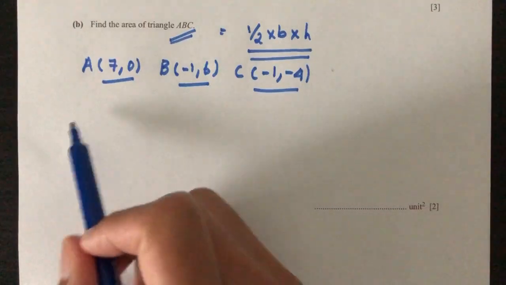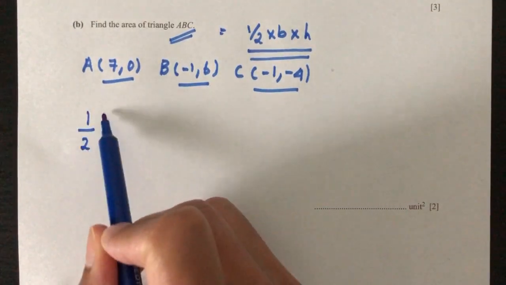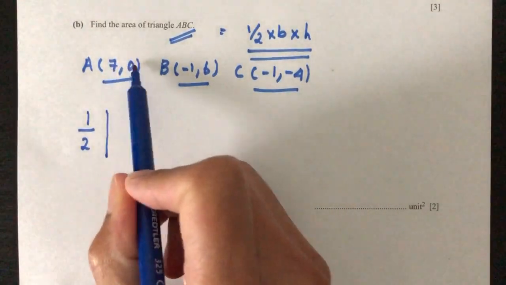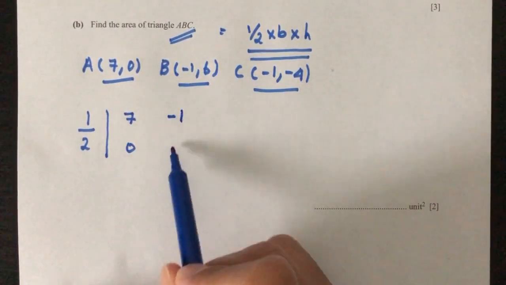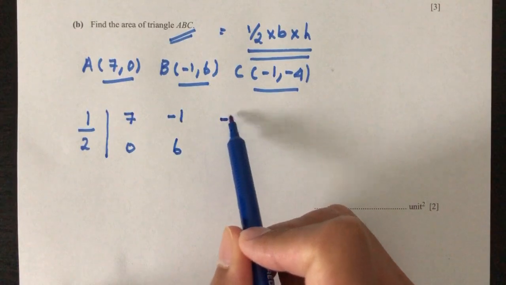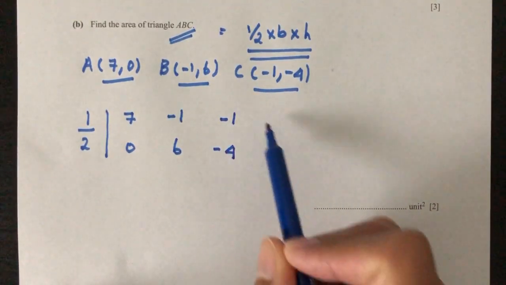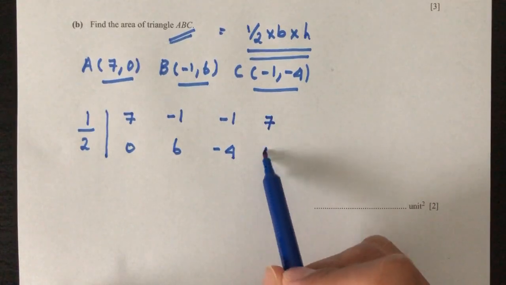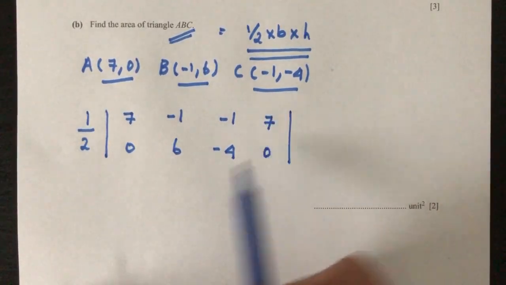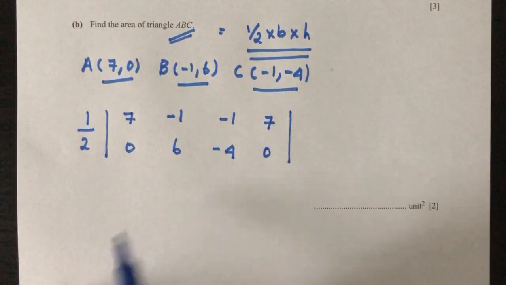So the area will be half, modulus. The first point you write is 7, 0. Second point, minus 1, 6. Third point, minus 1, minus 4. And you end with the first point again, so that has to be the last closing point. So the opening and closing are the same.